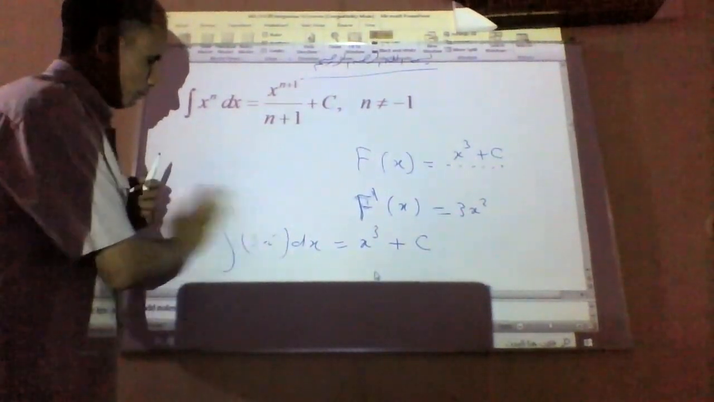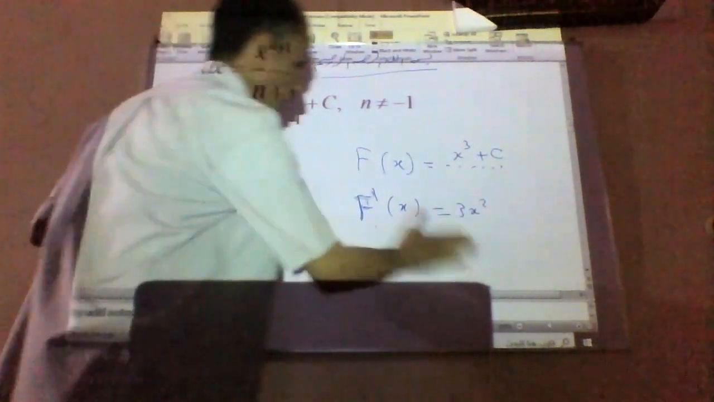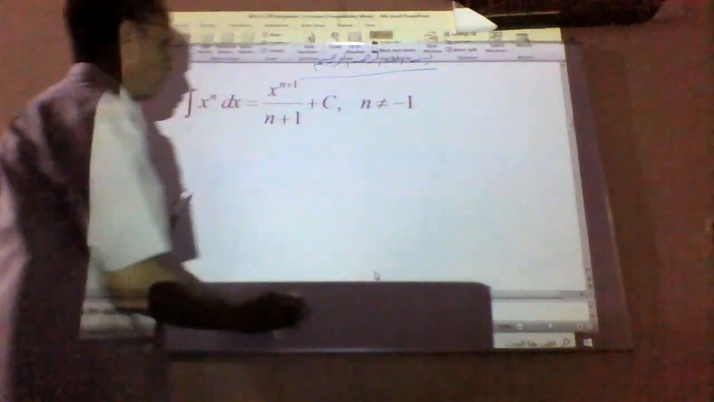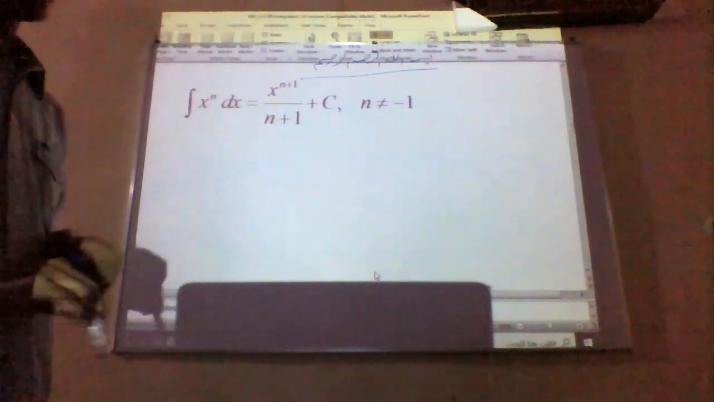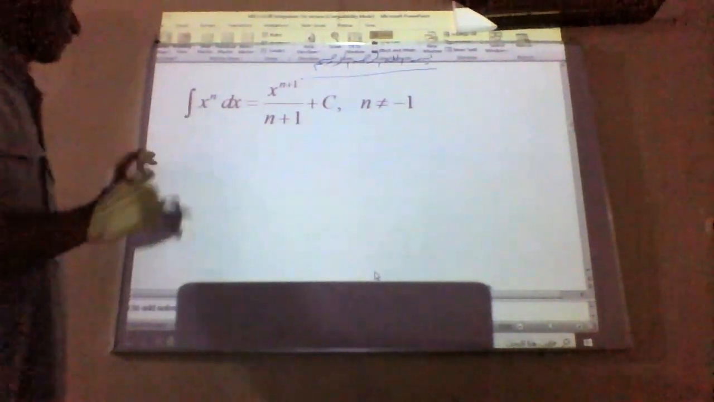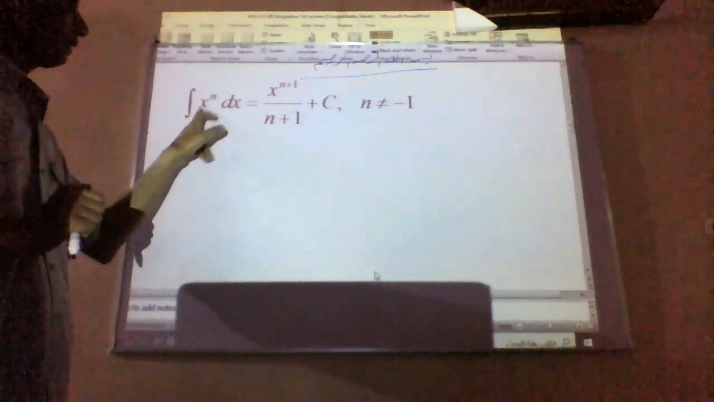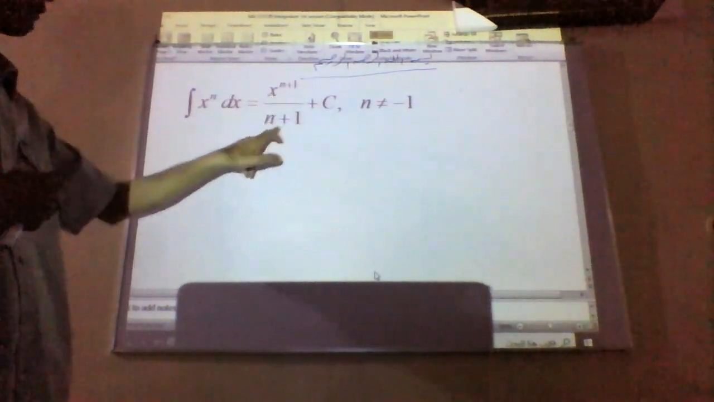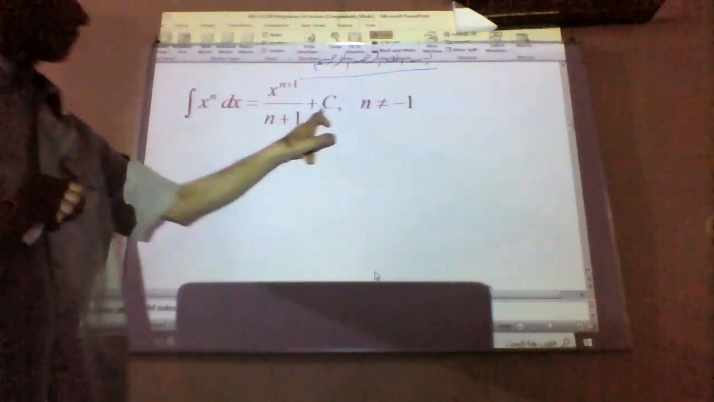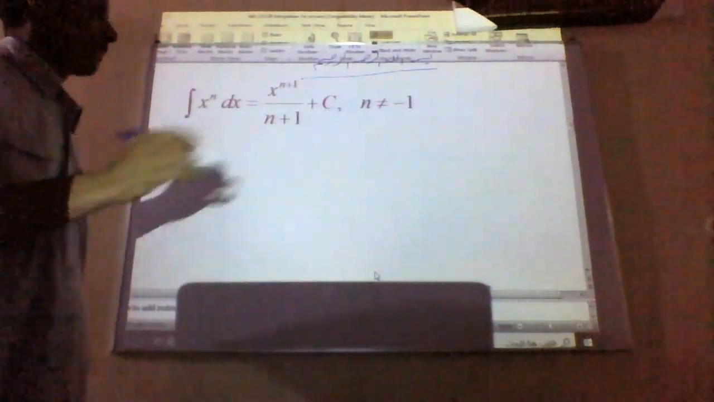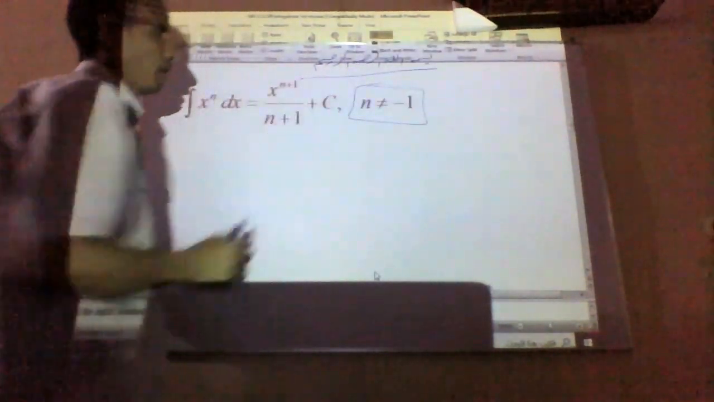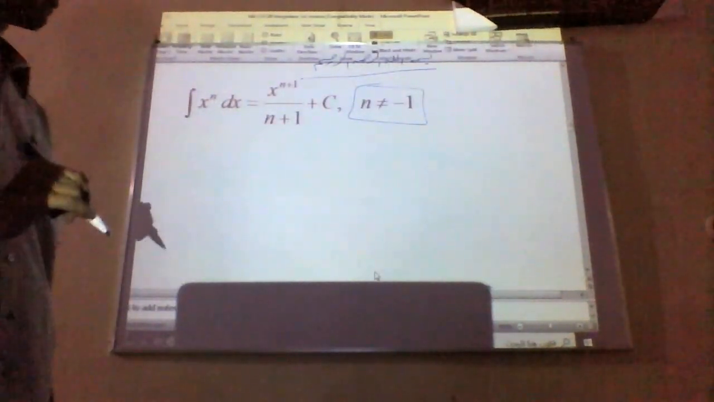Now I'm going to provide you a general rule for the power function, how we can integrate the power function. The rule is: integration of x power n with respect to x equals x power n plus 1, divided by n plus 1, plus a constant, with a very important condition, which is n not equal to negative 1.